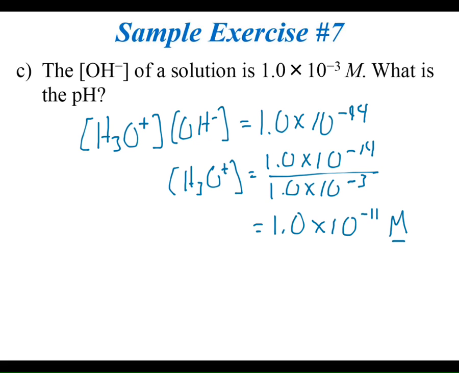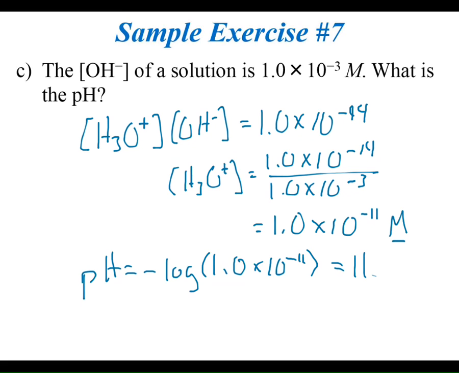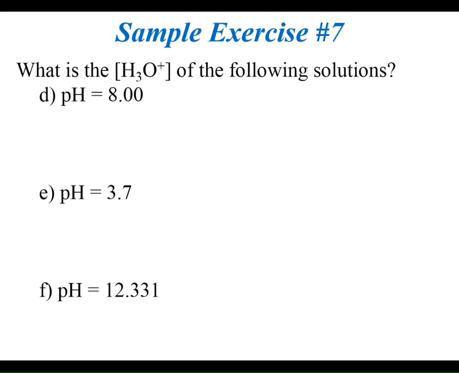And then the pH is the negative log of 1.0 times 10 to the negative 11th. So 11 point, again, yes, 2 here, so we're going to have 2 here, 0, 0. Okay, great. Try a few the other way.